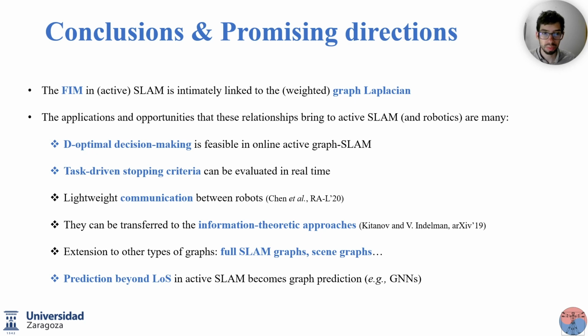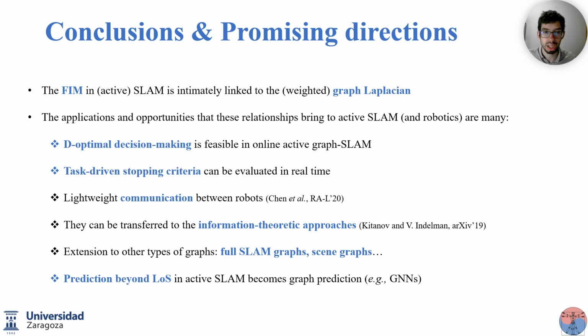We have found that by exploiting this relationship, modern optimality criteria can be computed in a fraction of the time, making their use in online ActiveSLAM algorithms possible. The optimal decision-making, once overlooked due to its high computational cost, is now feasible in real time, opening up a whole new range of opportunities in the field, such as task completion identification or lightweight communication in multi-robot setups.